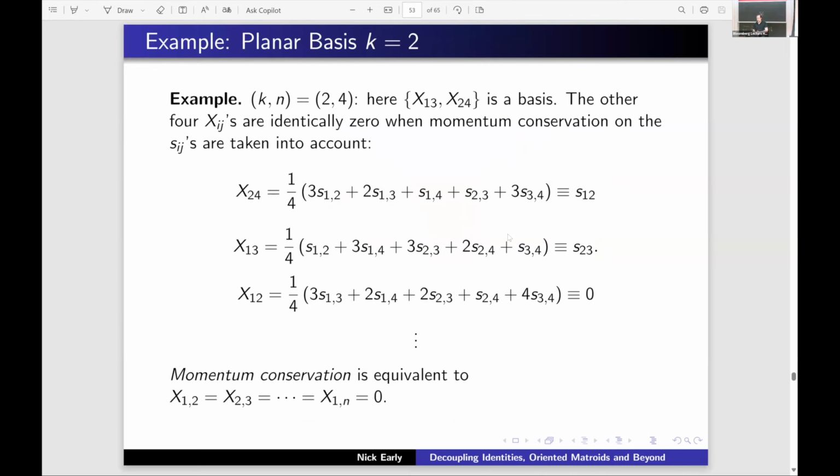Quickly, I want to show, again, this looks like momentum conservation. The important part is the bottom here. Momentum conservation is actually equivalent to asking that each x sub ij, when i and j are cyclically adjacent, evaluates to 0. So that's equivalent to the notion of momentum conservation.